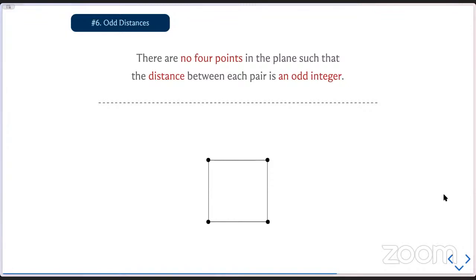Today we are going to be exploring a miniature about odd distances between pairs of points on the plane. The main claim in this miniature is the following: there are apparently no 4 points in the plane such that the distance between each pair is an odd integer.